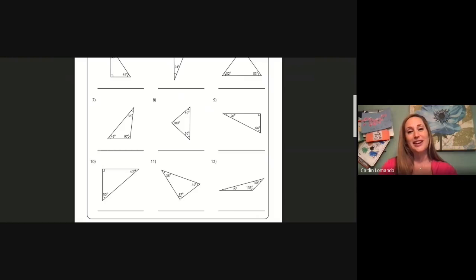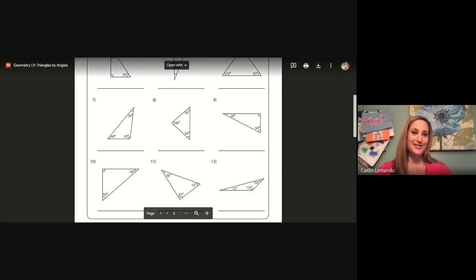And lastly, let's look at triangle 12. We have one angle measure of 30 degrees, one of 15, and one of 135. Is this an acute, right, or obtuse triangle? Let's pause and discuss. Triangle 12 is an obtuse triangle. That 135-degree angle makes it obtuse.